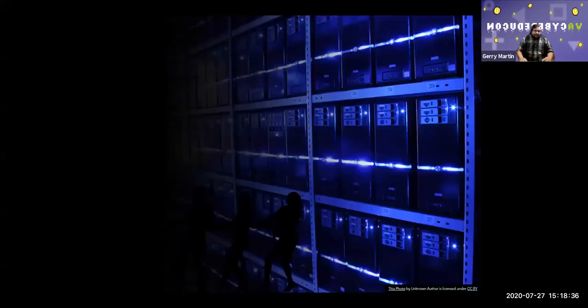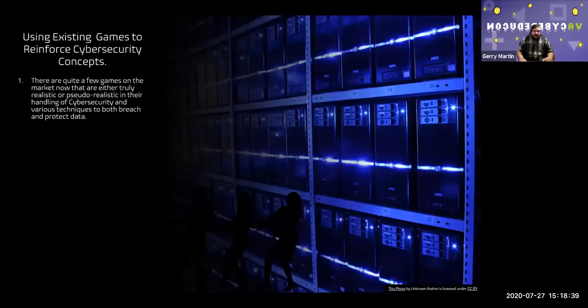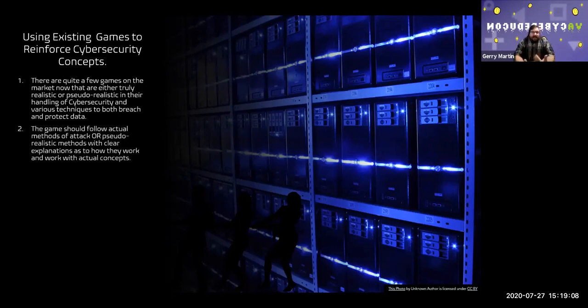topics like this. Now, there are some games that are already out there that you could also use in your classroom as additions to your lecture. I would not use them in place of it. Some of these games are truly realistic, others are pseudo-realistic, but still deal with the actual cybersecurity concepts in question. And each of the games I'm going to show has different techniques and different topics that they teach about during the process of playing. If you're choosing one, it should follow actual methods of attack, or again, be pseudo-realistic, with clear explanations as to how they work and work with actual concepts.